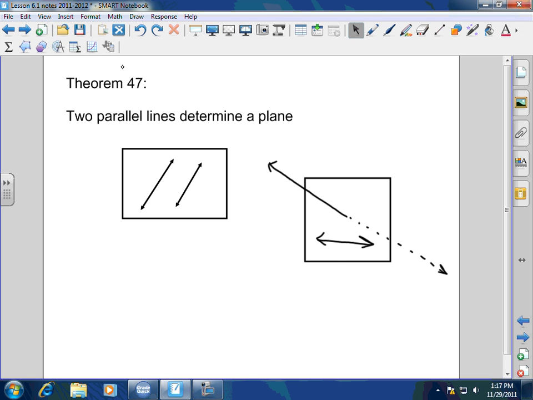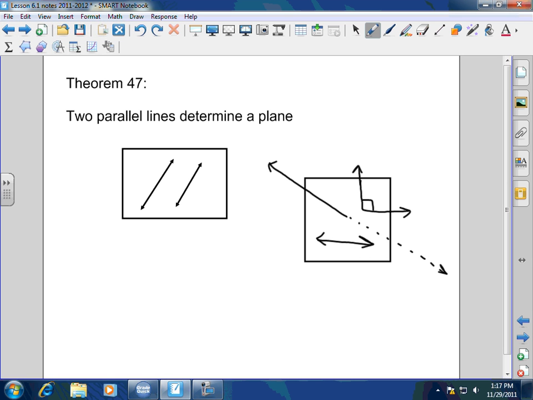Perpendicular lines can be on the same plane. They can be on the same plane, and they can also be on 2 different planes. It depends on what's going on here. In this particular case, these 2 lines are perpendicular, but they're on the plane.